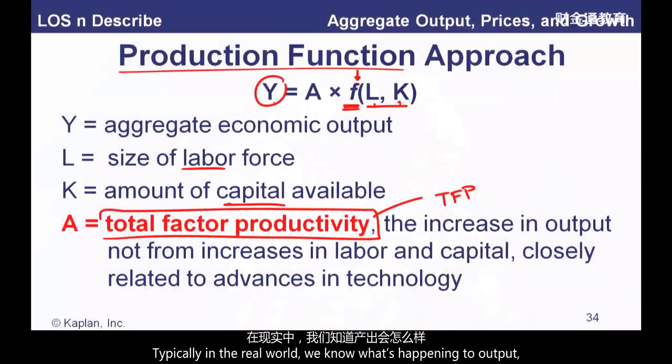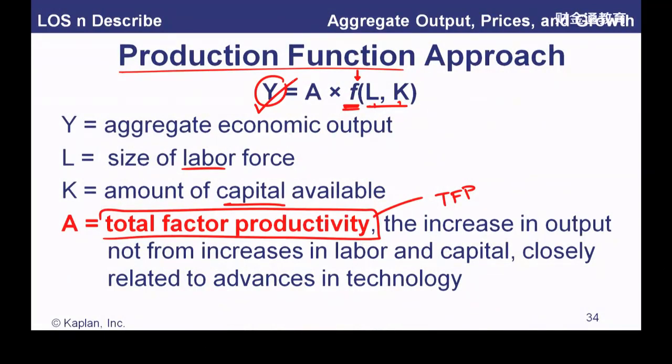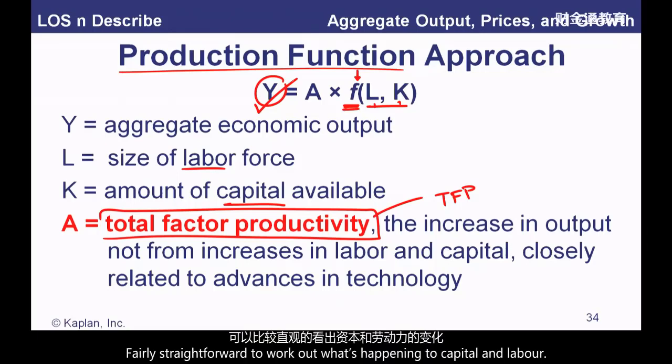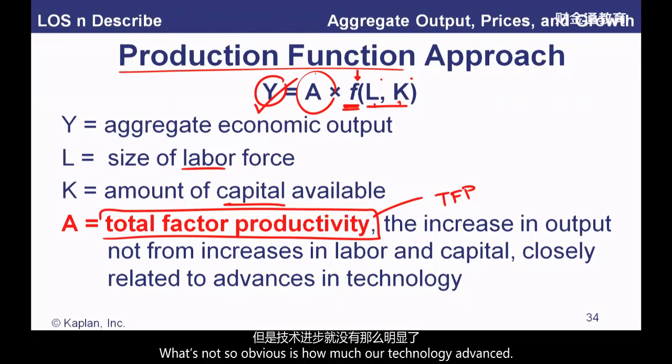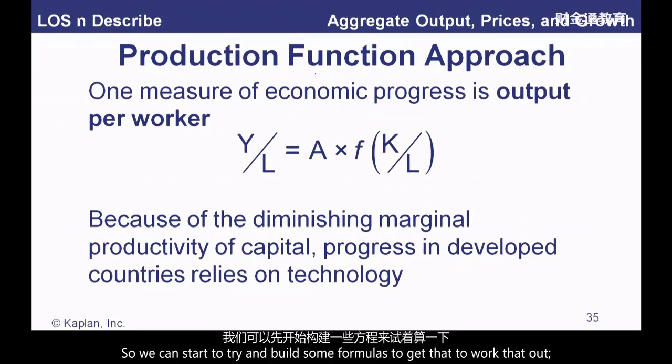Typically in the real world, we know what's happening to output. The OECD will measure it for us. We can see how our GDP grew. It's fairly straightforward to work out our growth in labor and capital. What's not so obvious is how much our technology advanced. So we can start to try and build some formulas together to work that out.